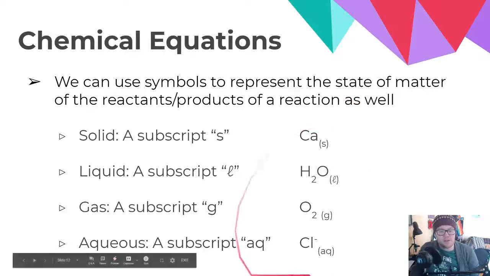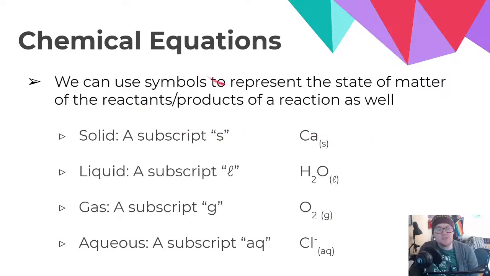Now, the one other piece that's a little less important for this chapter, but will become much more important if you plan on taking advanced science classes: we can also use symbols to represent the state of matter of the reactants and the products. If you see a little subscripted S, that tells you whatever you're dealing with is a solid. So Ca with a little subscript S tells you it is solid calcium. A cursive L represents liquid, so H2O with a little subscript L tells you you're dealing with a liquid. The reason we don't use a normal L is because it could look like the number 1, so this little cursive L helps us with that.